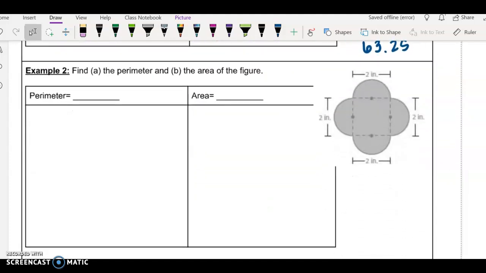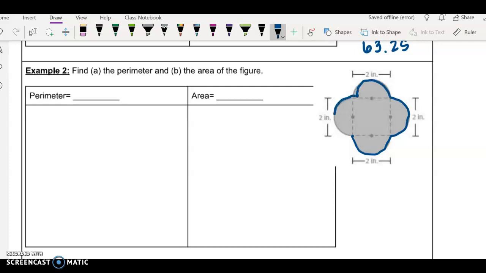Okay, so let's move on to example 2. So example 2, kind of reminds me of a flower, but we have to find the perimeter of this figure and the area of this figure. And so remember, the perimeter is the distance around. So let's say I start in this corner right here, and I walk around this shape.